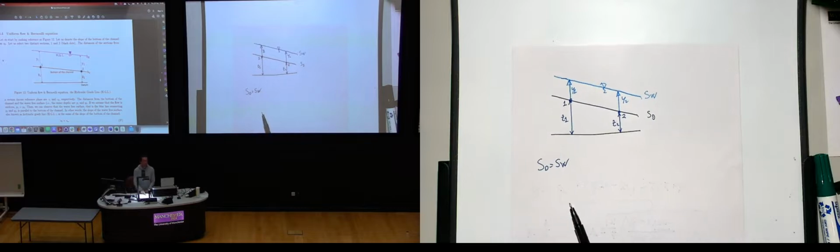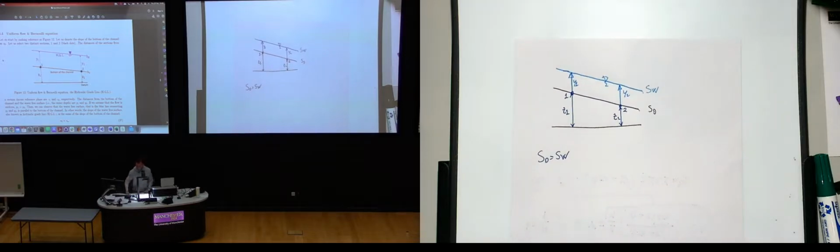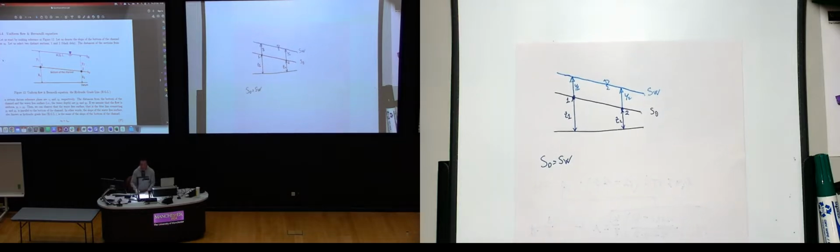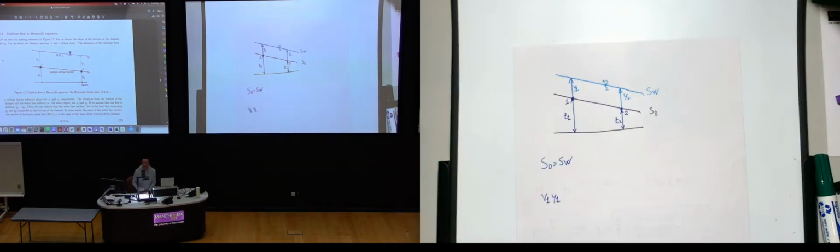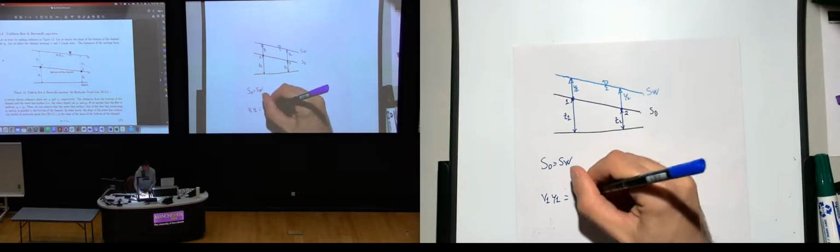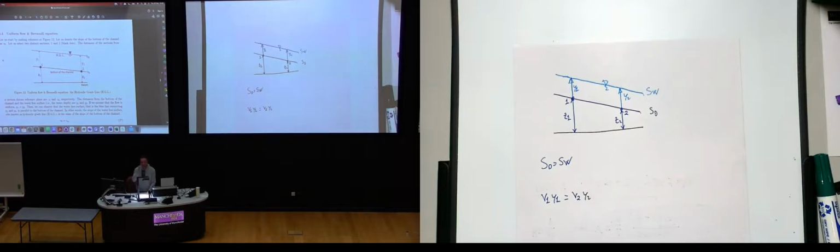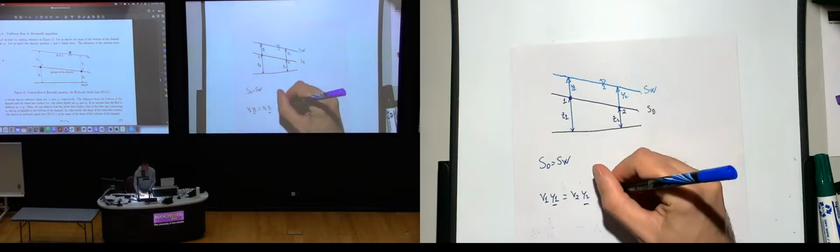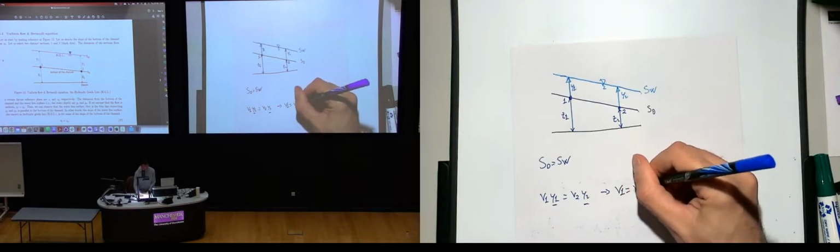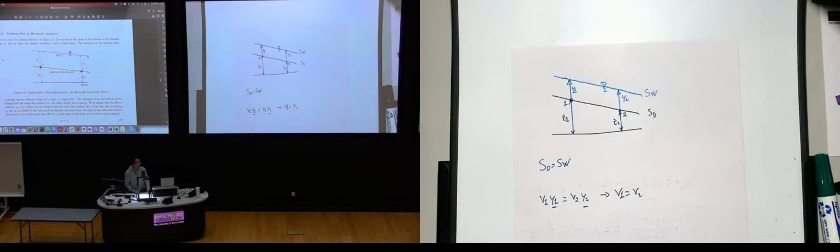So, do you agree on this statement? Let me apply continuity between section 1 and section 2. Apply continuity means that the flow rate in section 1 is equal to the flow rate in section 2. Flow rate in section 1, V1, H1, equal to flow rate in section 2, V2, H2. But these two are identical. So I can say that V1 is equal to V2. Right?